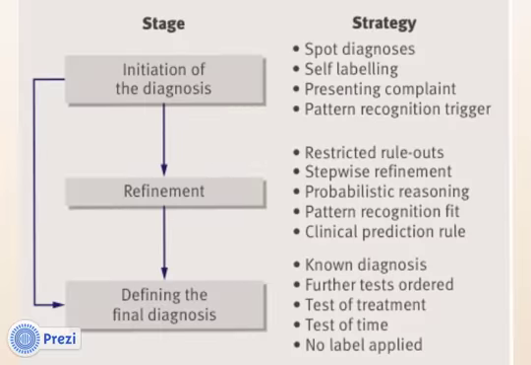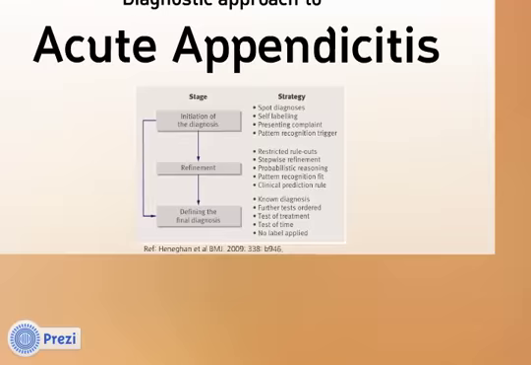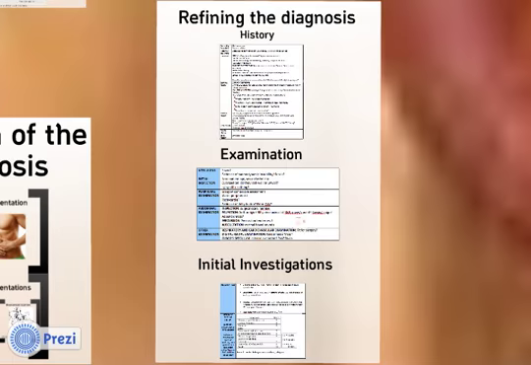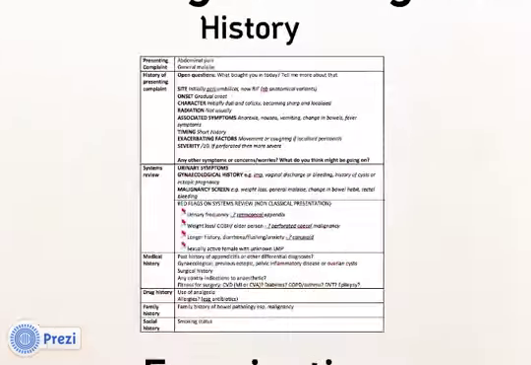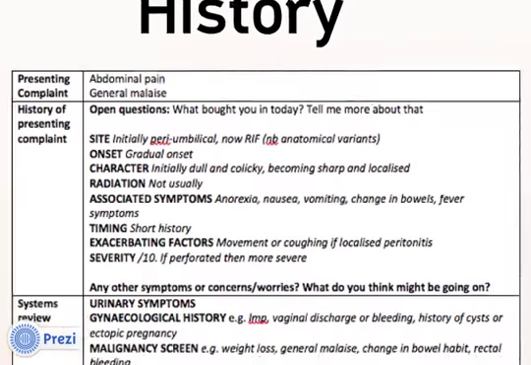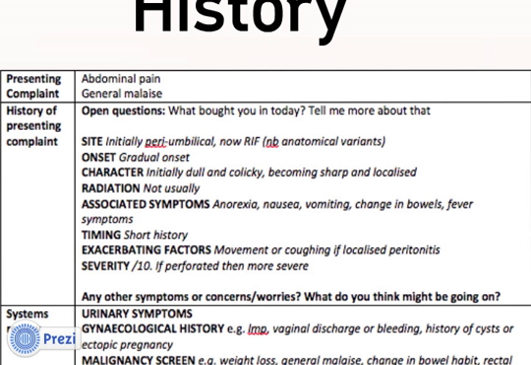Next, we look at the refinement of the diagnosis, using these clinical reasoning strategies to decide how likely appendicitis is. This just gives a brief overview of the history, examination and investigations phase. Do pause the video to look more thoroughly at the sheets. For the history of presenting complaints, Socrates is very helpful to determine more about the nature of the pain.